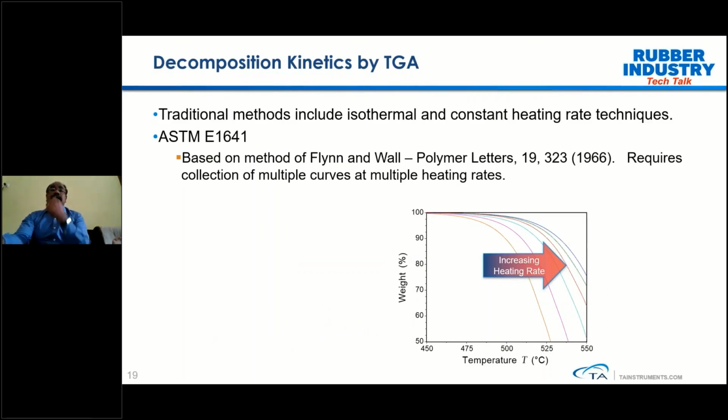If you want to understand how the decomposition kinetics happens for a particular rubber material, basically this is the ASTM technique. Pretty much all TGAs can do that. The principle is a flynn-wall type technique, where we do the study at different heating rates. As I told you, decomposition is kinetic, so it always depends on the heating rate and time. If you are working at a slower heating rate, the material will decompose at a lower temperature. At a faster heating rate, you can see clearly the decomposition shifts to a higher temperature, and that is because of the kinetics involved.